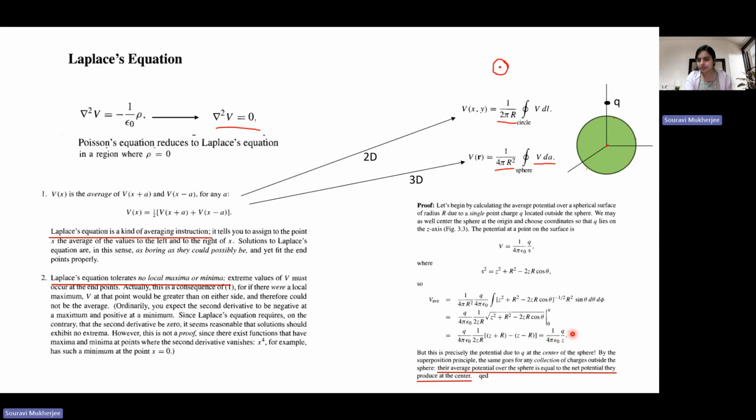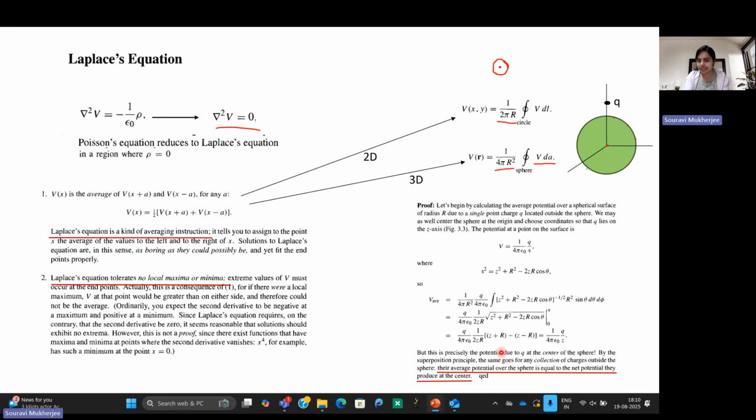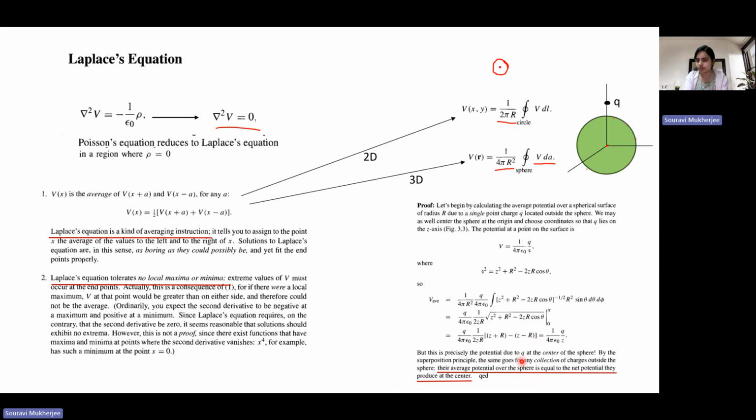And what do you get? You get 1 by 4 pi epsilon 0 q by z. Now, what is this? This is same as finding the potential at this center here, right? If the distance from q to this point is z, then the potential here would be given as 1 by 4 pi epsilon 0 q by that particular distance, right? So that means the average is precisely the potential due to q at the center of the sphere. So this is what we mean.